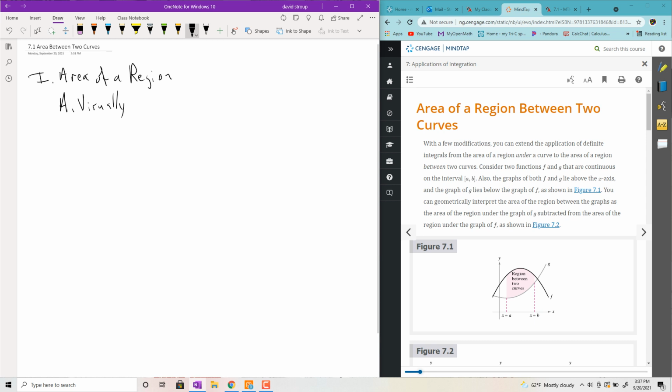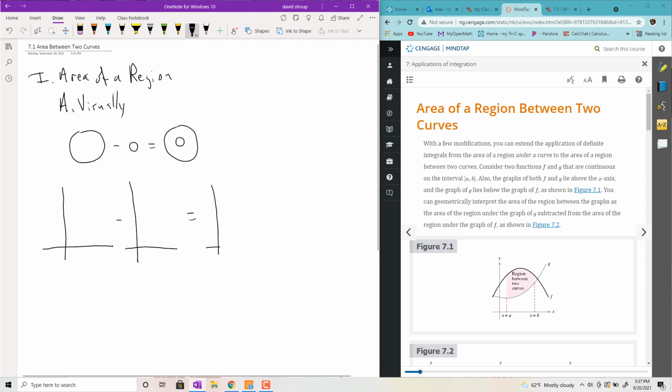So if you want to know the area of a donut, what you do is take the area of the outer part and then subtract away the area of the donut hole, and you end up with the area of the donut, right? Okay, it's the same idea here. I'm going to sort of subtract these two and end up with the area between two curves.